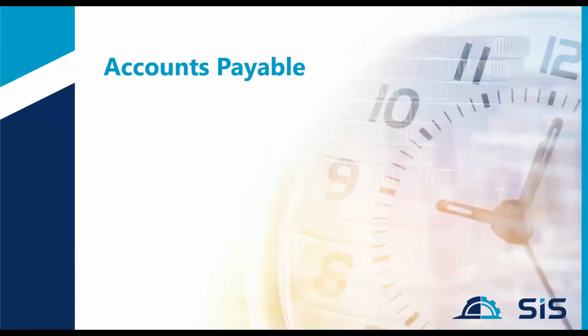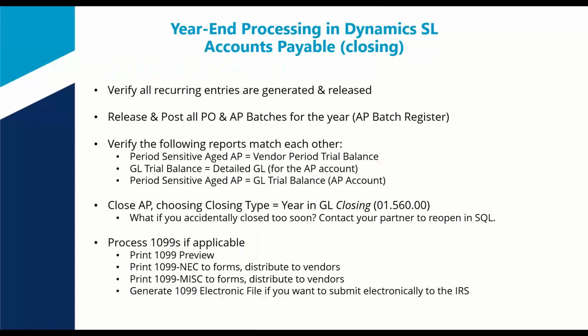So now on to accounts payable closing topics. To close accounts payable, we'll verify that all recurring entries are generated and released. Make sure that all entries in general are released and also posted to the GL for both purchasing, if you use it, and AP for the year. So use the AP batch register to help you with that.